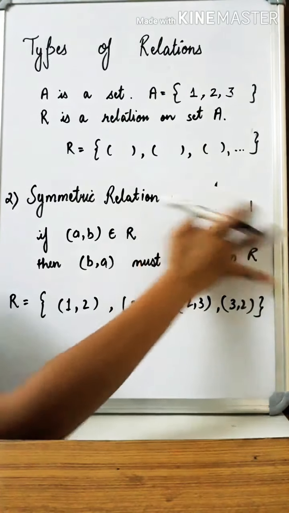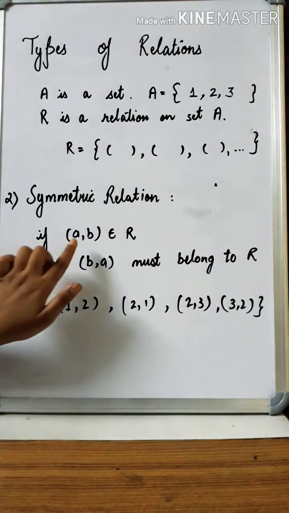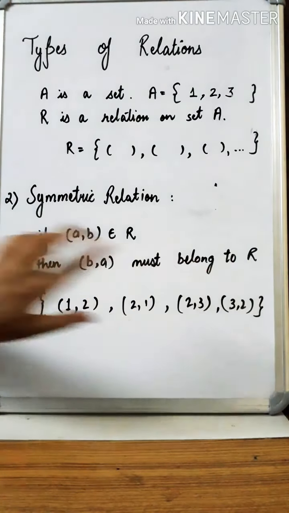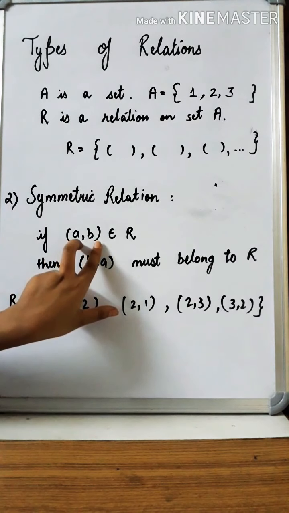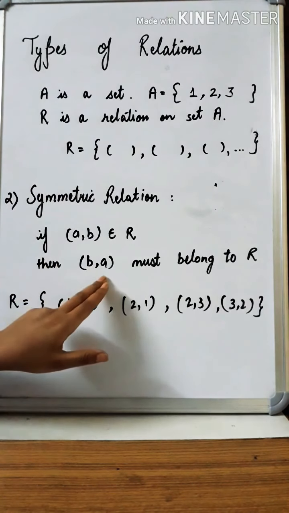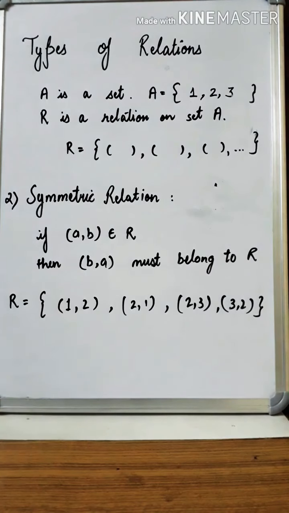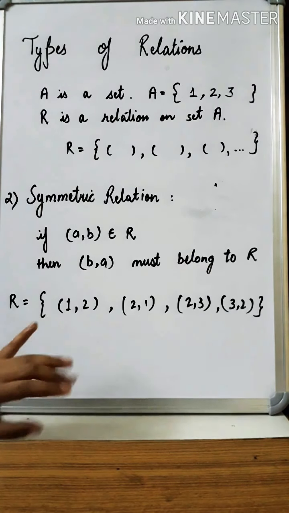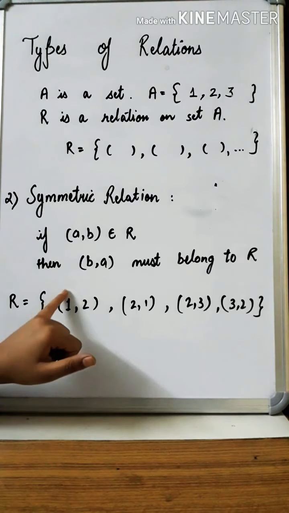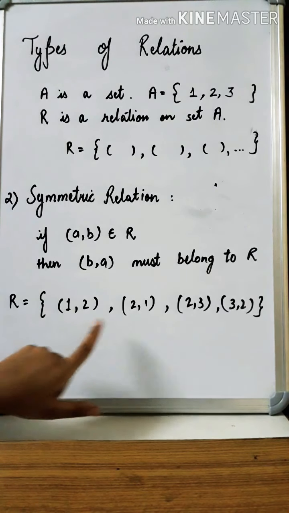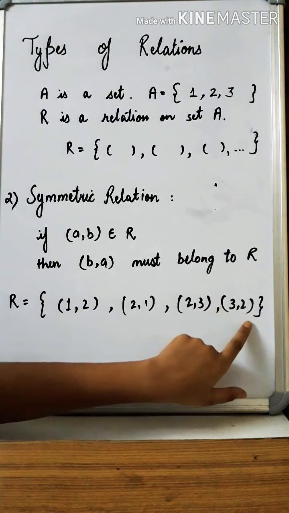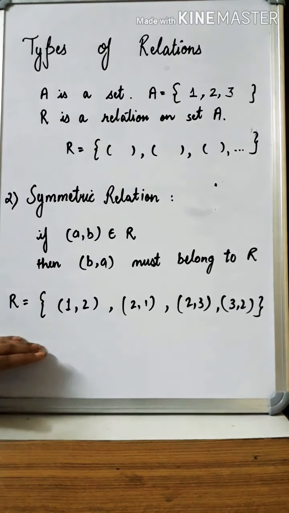See, if (a, b) belongs to R, then (b, a) must belong to R. Means if the ordered pair (a, b) is present in relation R, then (b, a) should also be present in R. Otherwise it will not be a symmetric relation. For example, our set is {1, 2, 3} and we have this as a relation. See, (1, 2) is present, then (2, 1) must also be present there. Let us check. Yes, we have (2, 1) here. If (2, 3) is present, then (3, 2) should also be present. So this is a symmetric relation.